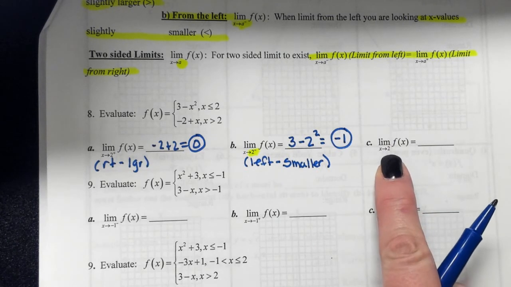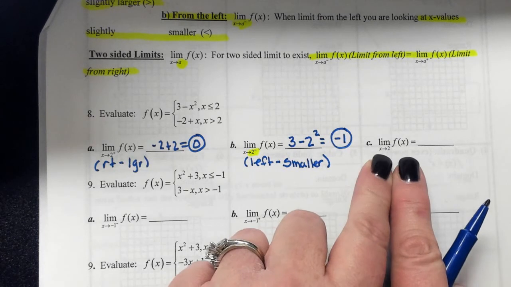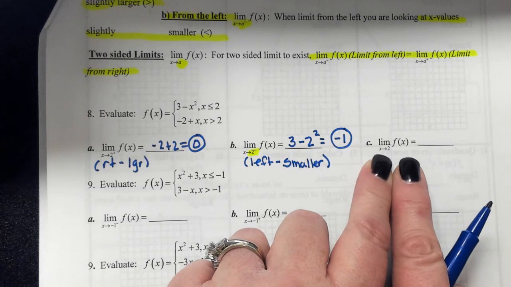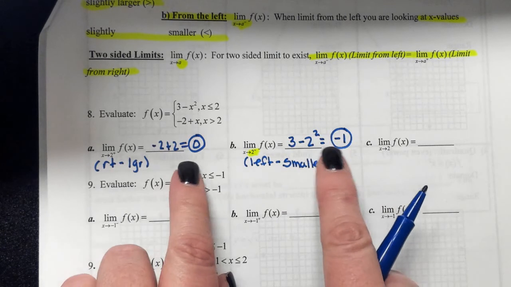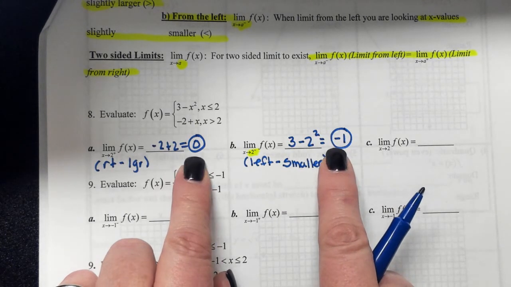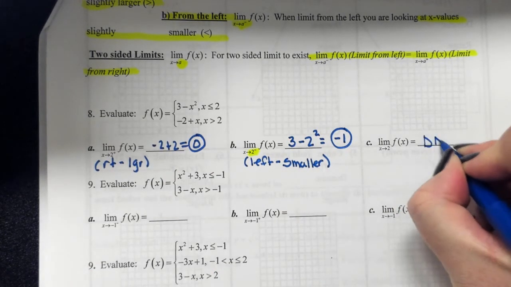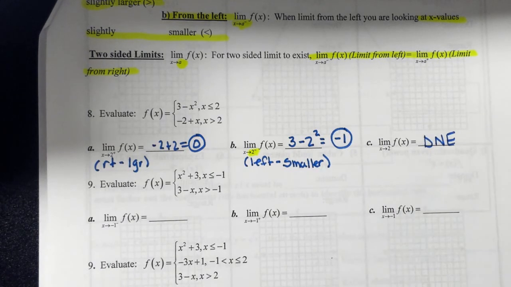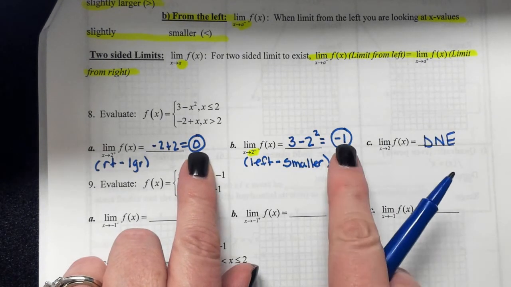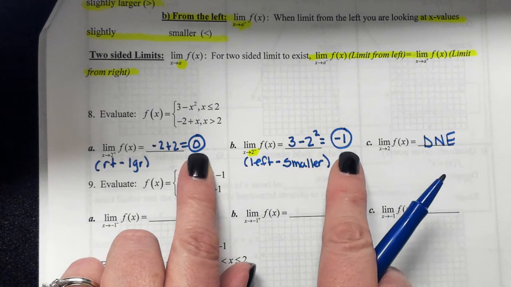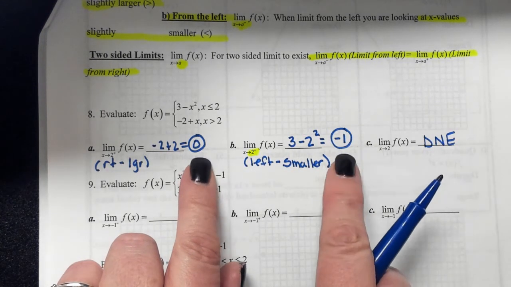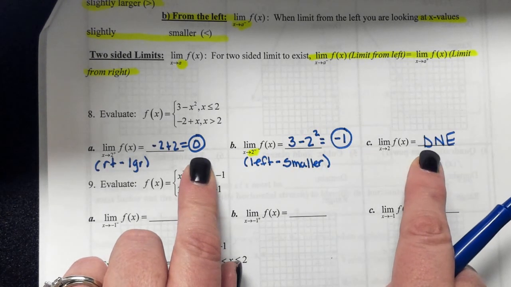This is a two-sided limit. So what's happening to the left of 2 has to be the same as what's happening to the right of 2. Are A and B the same numbers? No. So this one is D and E, does not exist. Why? Because what happens on the left of 2 has to be the same as what's happening on the right of 2. Had these two been the same number, then it would have been that same number.